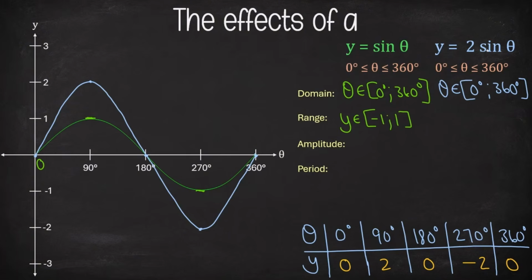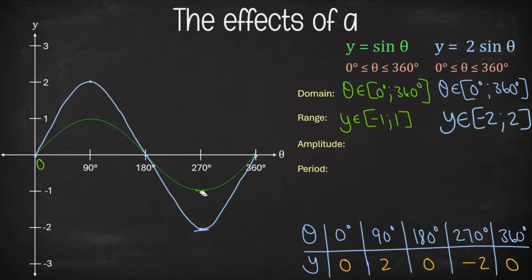And then on y equals 2 sin theta, I can see that the maximum value is 2 and the minimum value is -2. This means that the range for this graph is y is an element of -2 and 2.